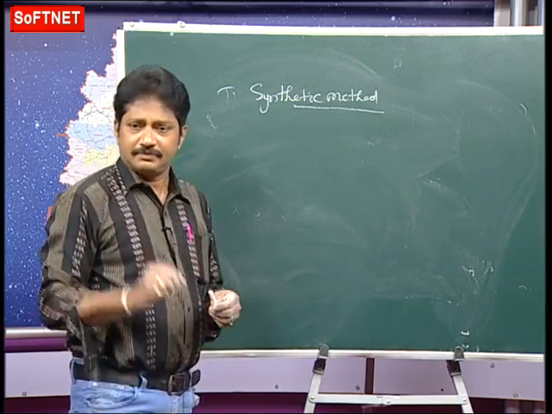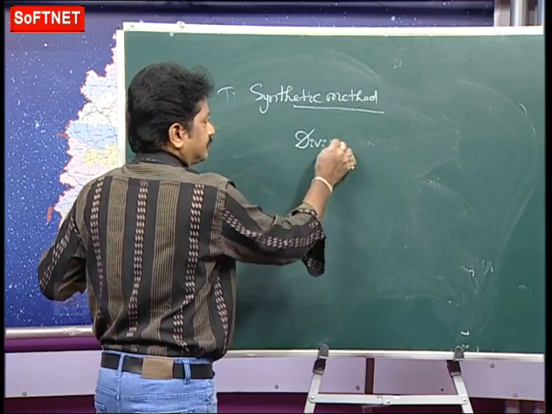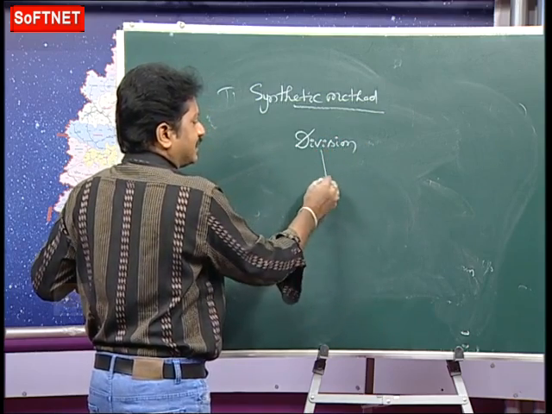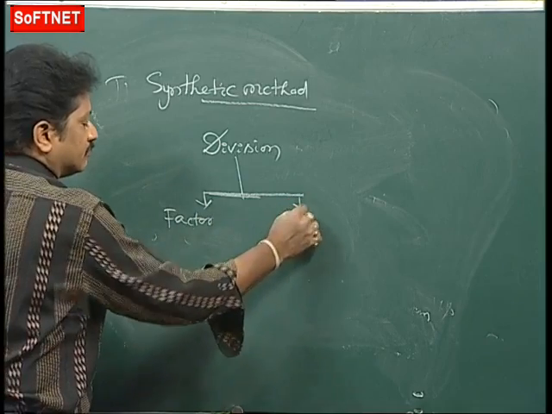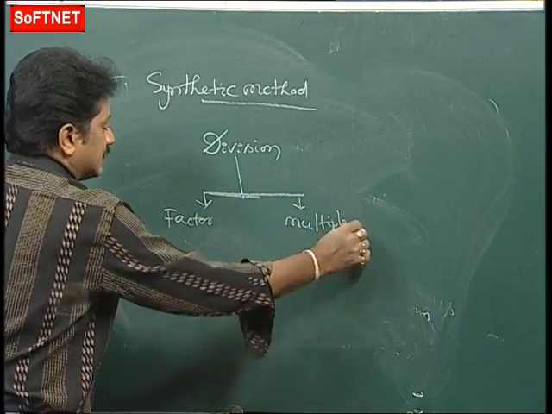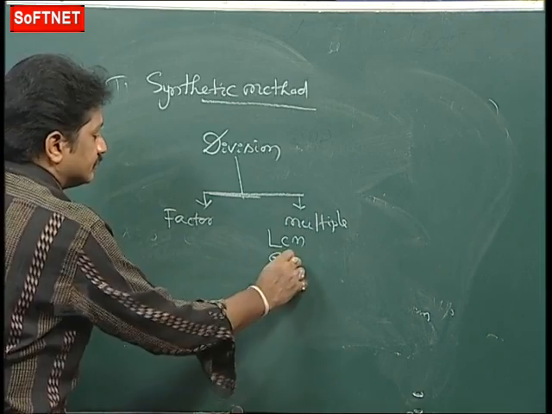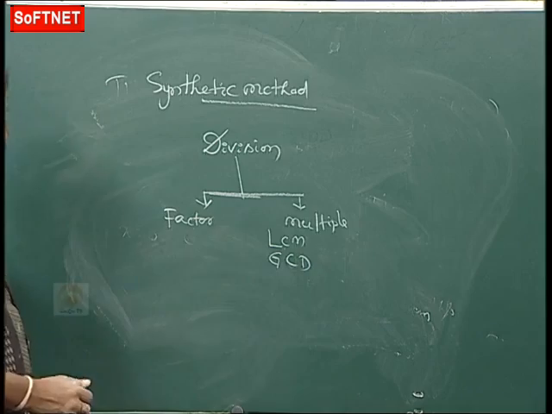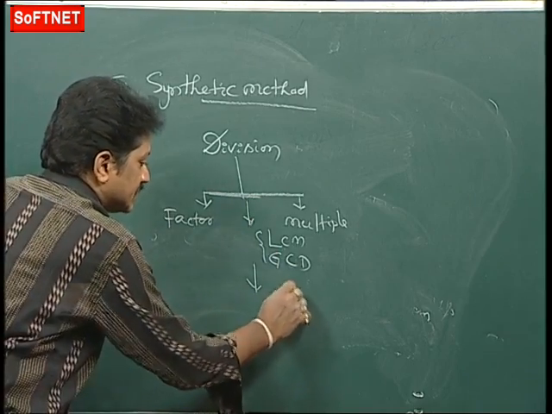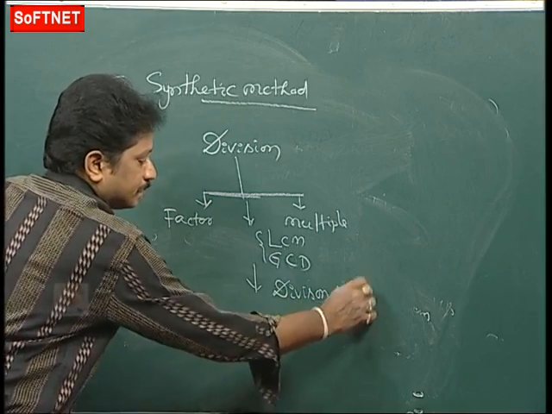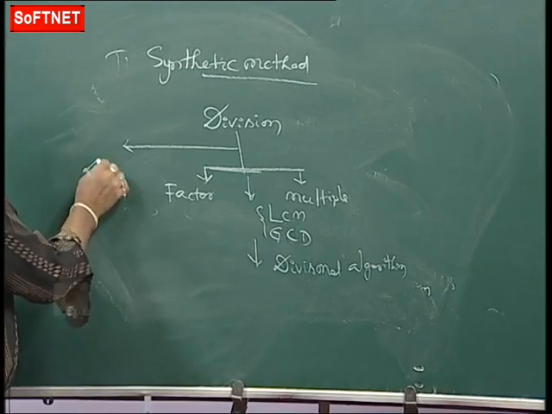I am taking the concept of division. The word becomes division. When it comes to division, you will get a part as factor, multiple. After factor and multiple, you will get LCM, least common multiple, and GCD, greatest common divisor. From this, you will get the division algorithm. Then you will get divisibility rules.